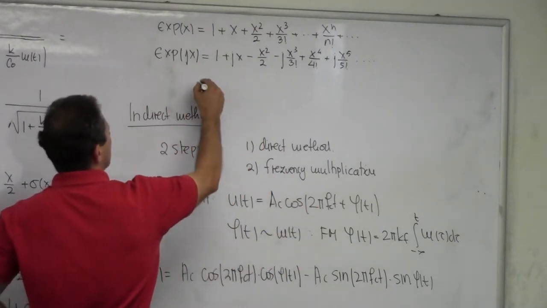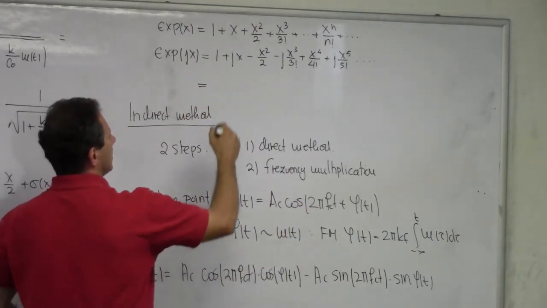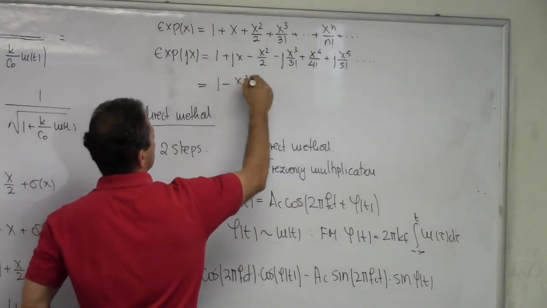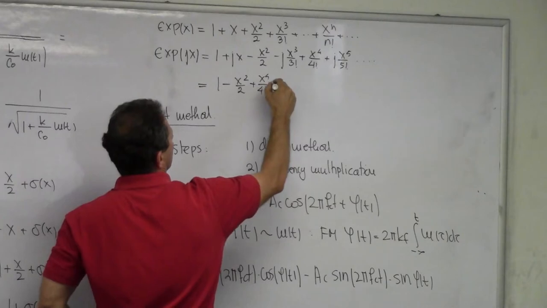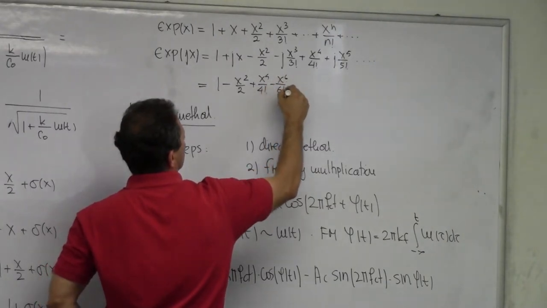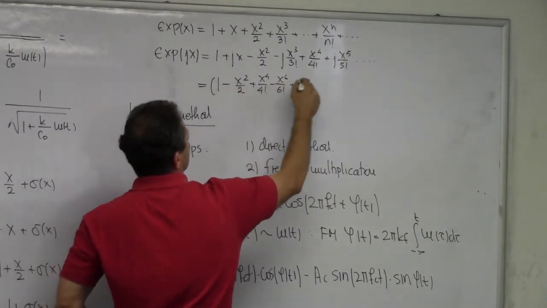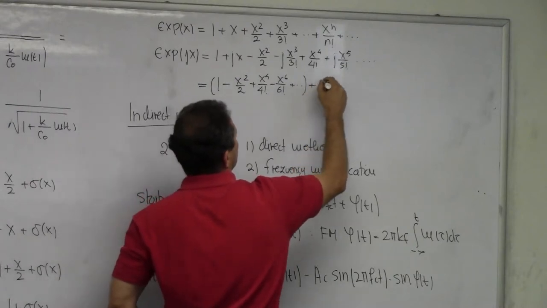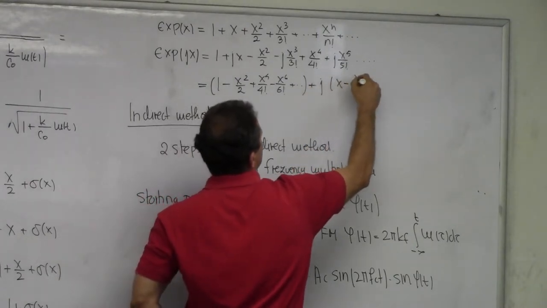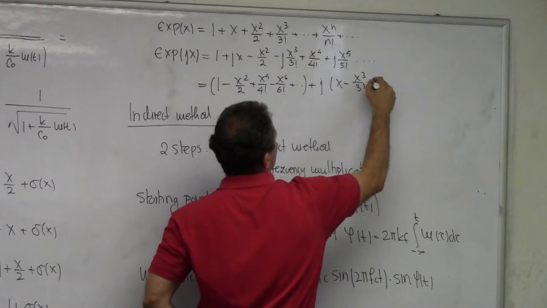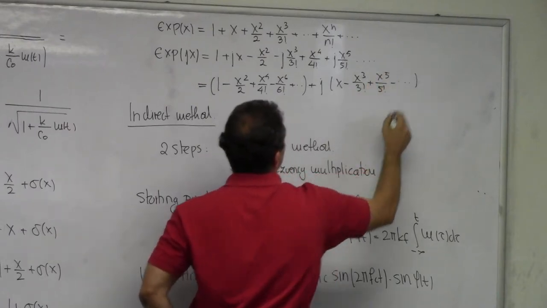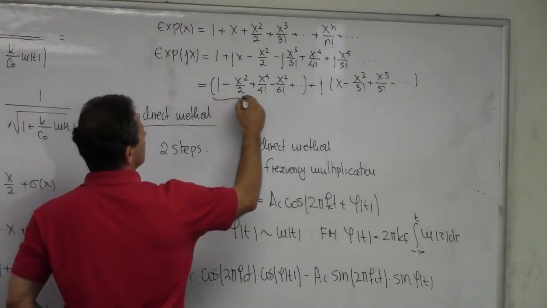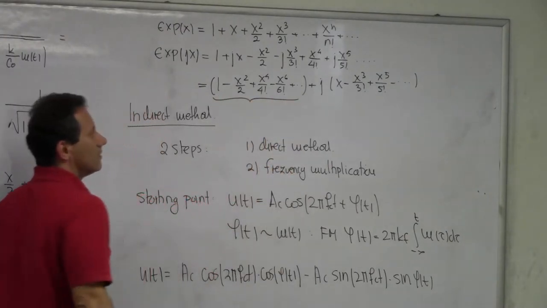Now, if I group my real and imaginary parts, this becomes 1 minus x squared over 2 plus x to the fourth over 4 factorial minus x to the sixth over 6 factorial, and so on. And then plus j times x minus x cubed over 3 factorial plus x to the fifth over 5 factorial minus, and so on. Now, who recognizes this? What is that?